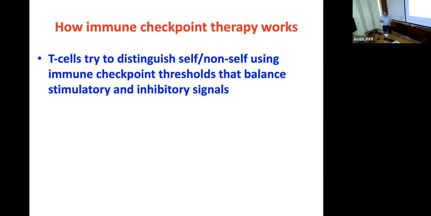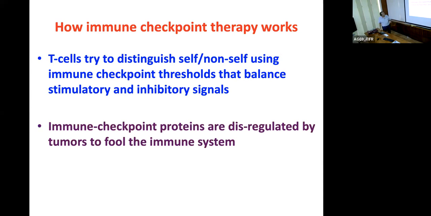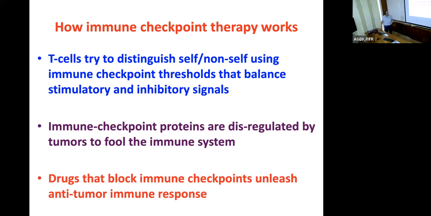And so this is a balance between stimulatory and inhibitory signals. And so tumors have to hide in your body. They have to fool the immune response because they produce proteins that are not normal. And so drugs that block these ways in which the immune system cannot detect these tumors will kill the tumor. Because the immune system will see the tumor and kill it. So it's not the drug that's doing the killing, it's the immune system that's doing the killing.